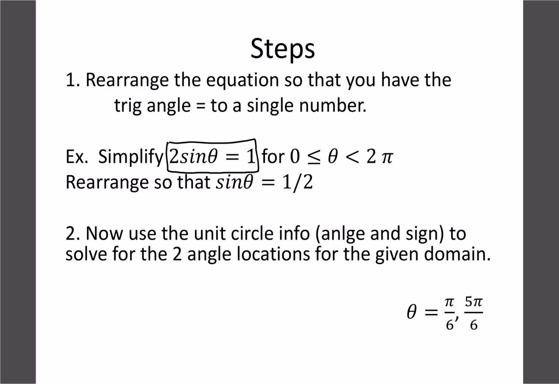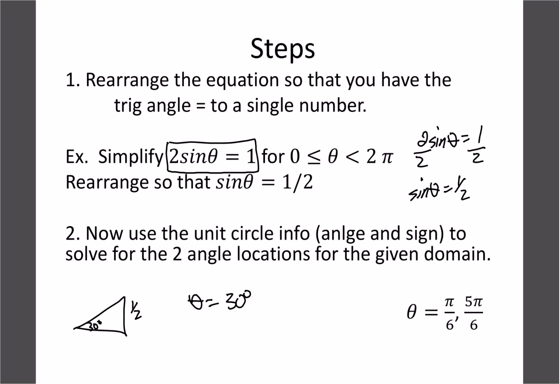We have 2 sine theta equals 1. So our first step is get rid of that 2. So if we divide by 2 on both sides, we get sine theta equals 1/2. Once we have sine theta equals 1/2, we're good to go. So we know that for a 30-degree angle triangle, we know that the sine is 1/2 and the cosine is root 3 over 2. So then we know our solution then has to be 30 degrees, and we can use our cast rule. So if we have 30 degrees in this quadrant, it's also positive for the sine in quadrant 2, which would be 150 degrees.